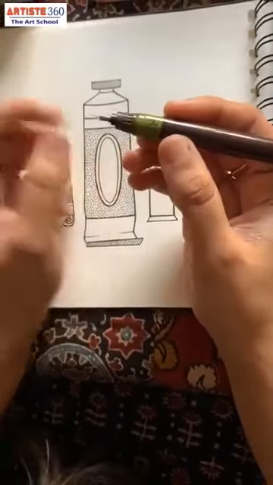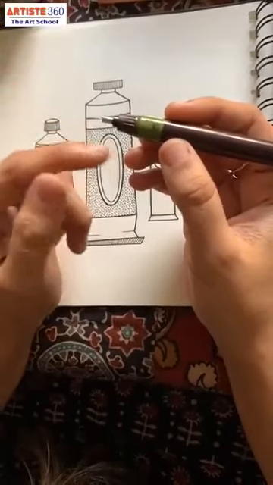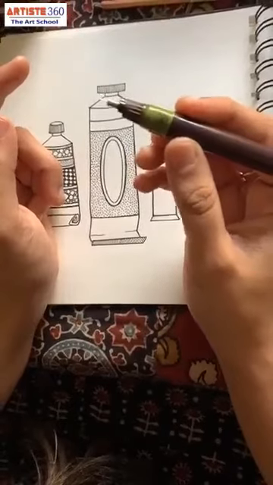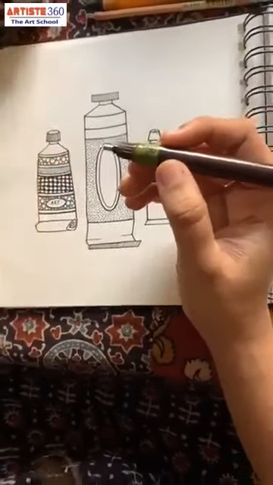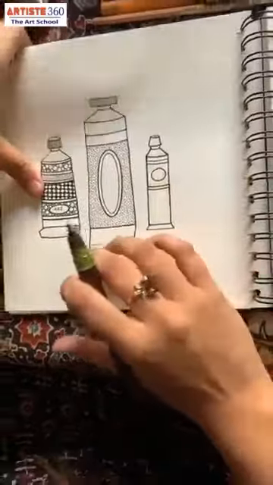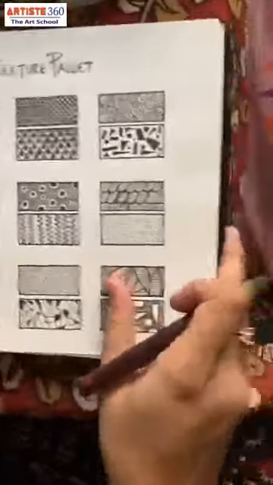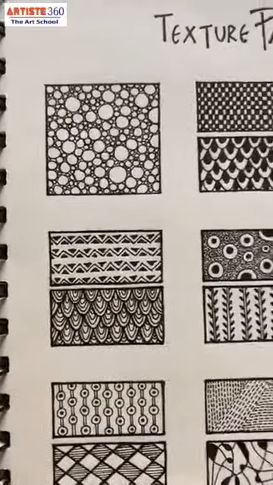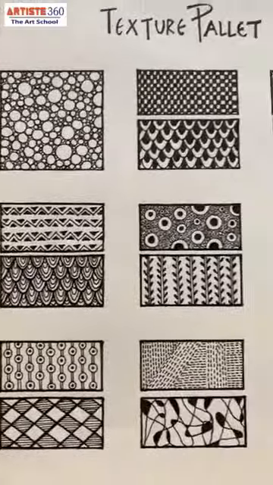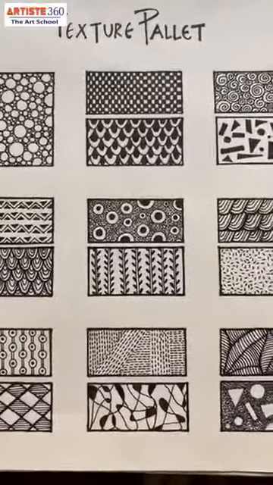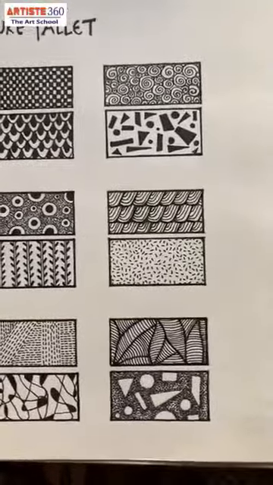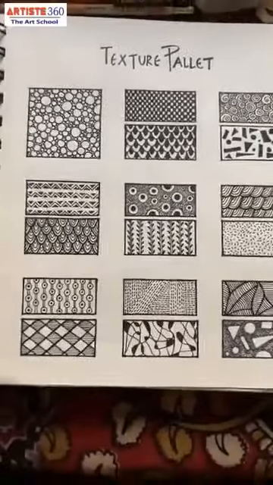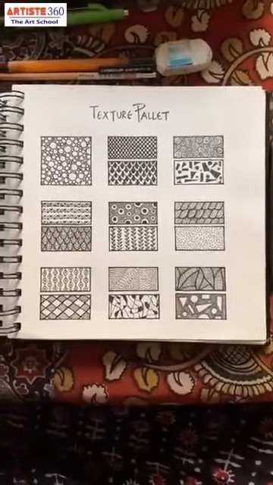I have a set of 3 pens. One is 0.10, this is 0.30 and 0.50. So yes, this is what I'm going to use now. Can you zoom in your texture palette, please? Yeah, Kriti, I'll do that right away. See, these are the textures. So this is how a texture palette is.